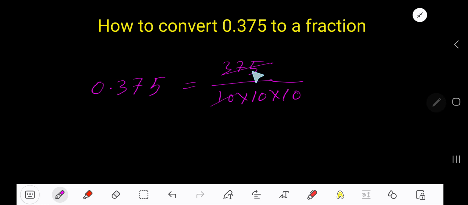This is divisible by 5 because the last digit is 5. This is divisible by 5, the last digit is 0. So I'll get 2 here, and what will I get here? I will get 75 if I divide this by 5.